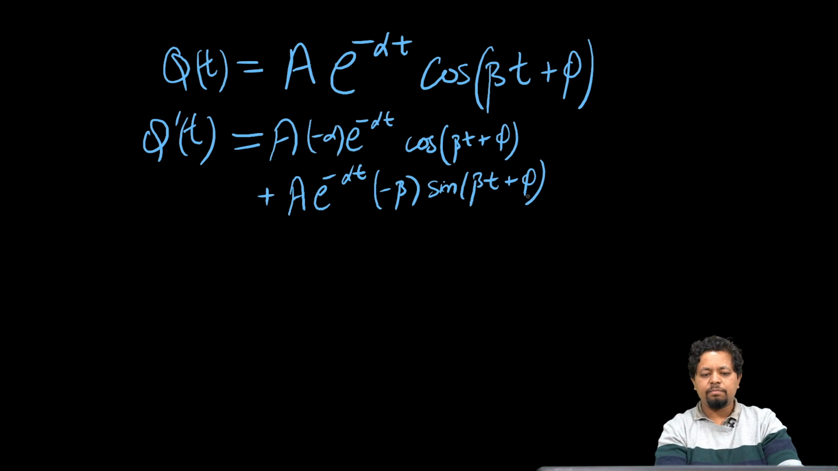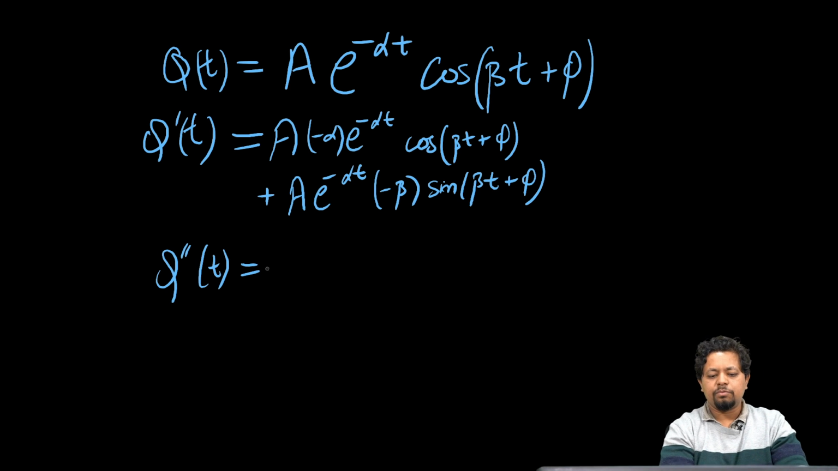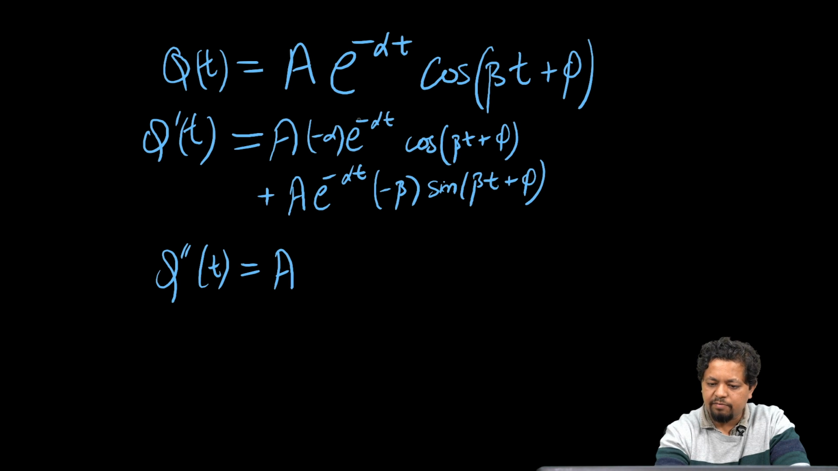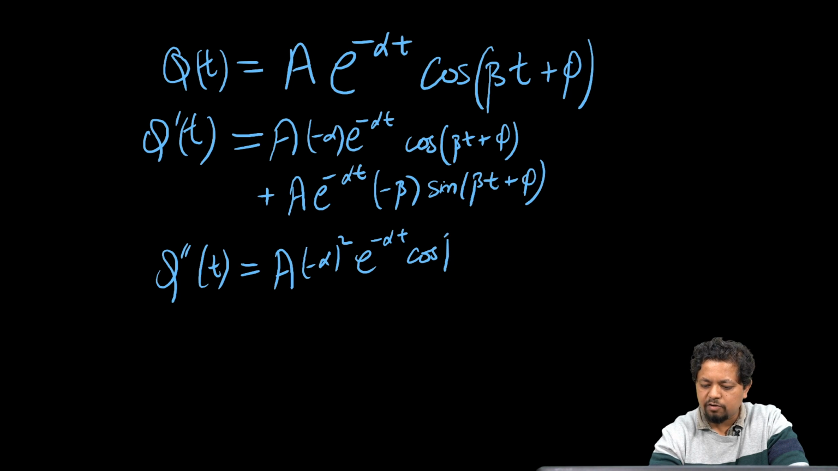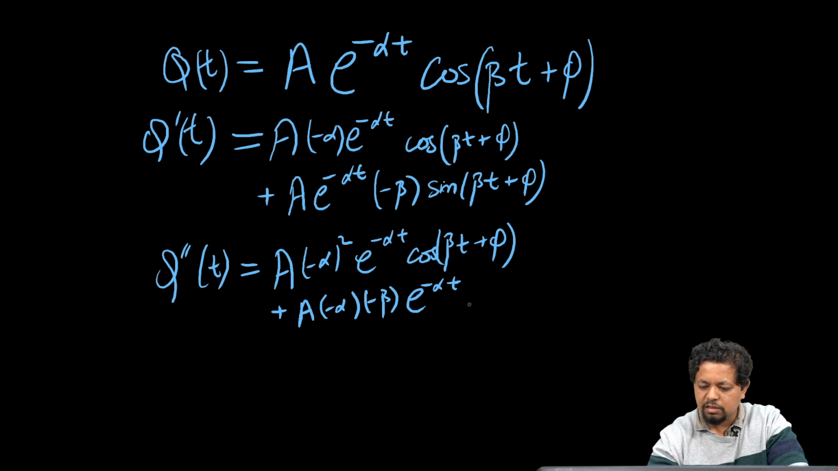So that's q prime, and I also need q double prime of t. For that I'm going to take q prime of t and differentiate once more, and that's going to give me A. When I differentiate the exponential, I get minus alpha squared e to the power minus alpha t cosine of beta t plus phi. Taking the derivative of the cosine term gives me minus beta, so I get A times minus alpha times minus beta e to the power minus alpha t sine of beta t plus phi.